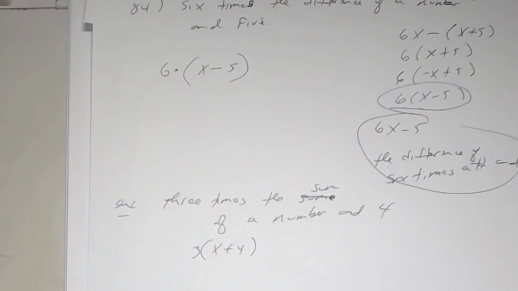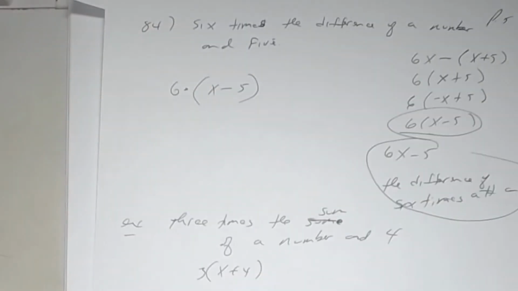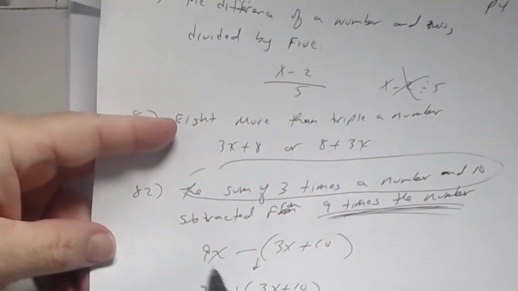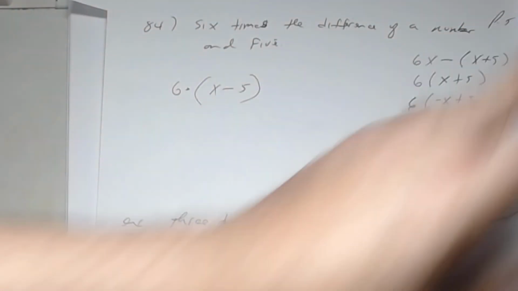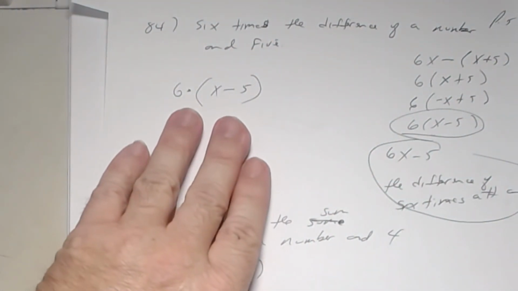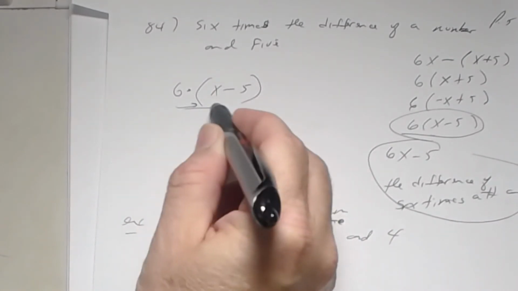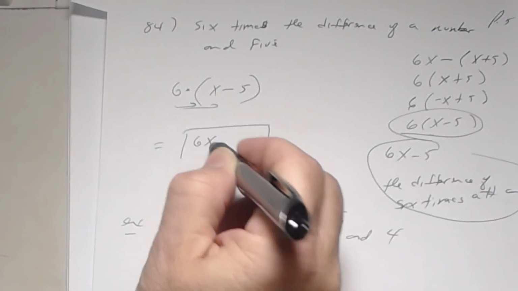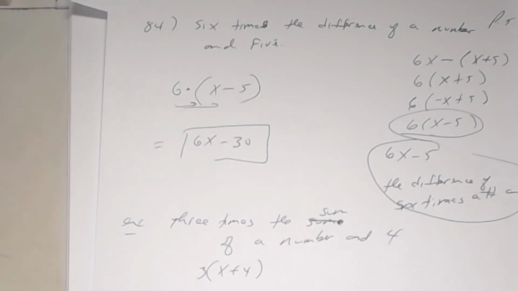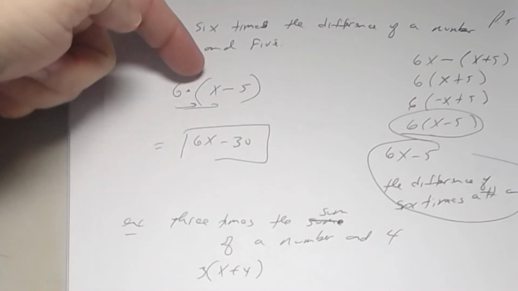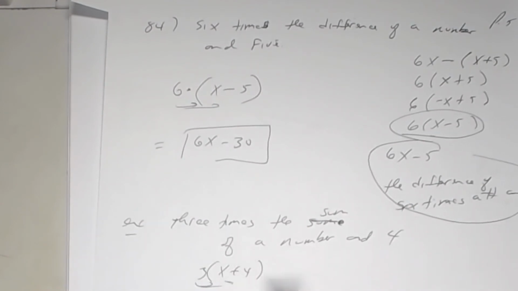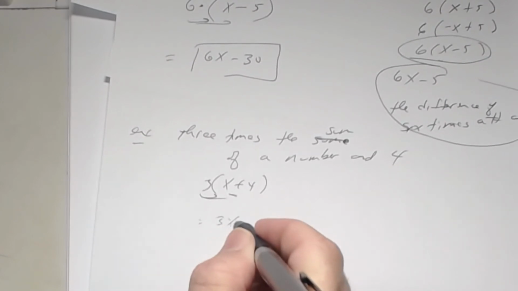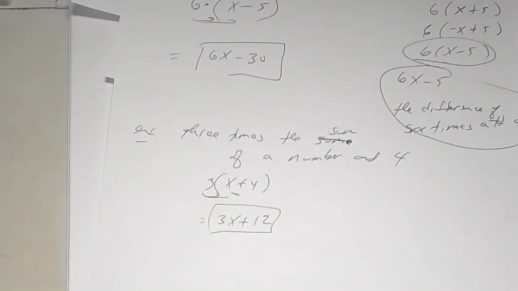Okay, now I want to come back to 84 because remember when we did 82, we didn't stop here, right? We had to get rid of the parentheses and we had to combine like terms if we could. So I'm not done with this. What do I need to do with this? Distribute. Okay, so the directions will say simplify if possible. So don't leave it like this. Simplify this so you distribute and combine if you can. Same thing here. Don't leave it like this. You're going to distribute what? 3. So that's going to be 3x plus 12. All right, so that's 84.